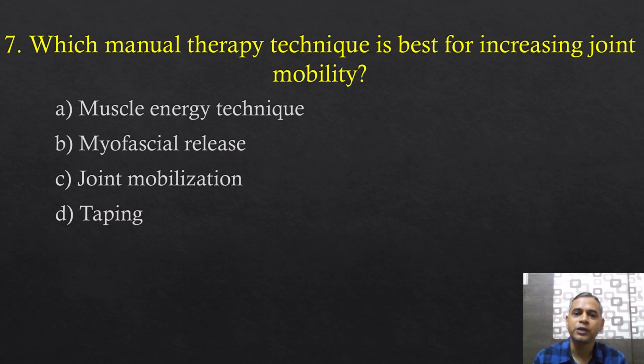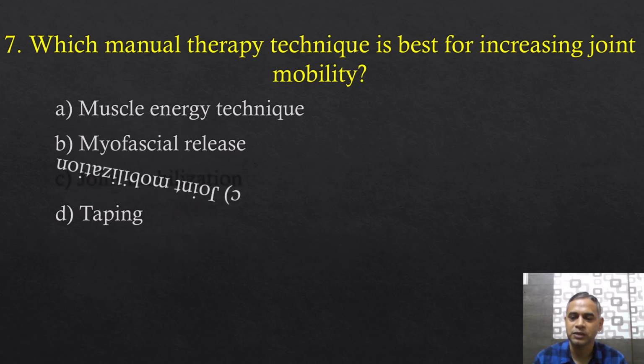Number 7. Which manual therapy technique is best for increasing the joint mobility? A. Muscle energy technique, B. Myofascial release, C. Joint mobilization, D. Taping. So the answer is joint mobilization.